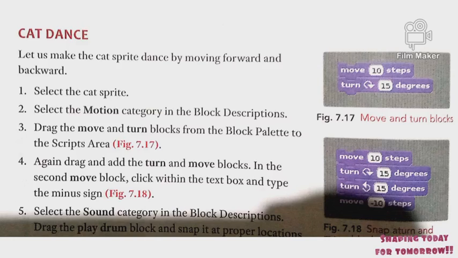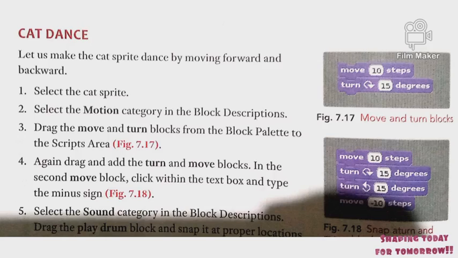Okay, so the first point is select the cat sprite. So the very first point is that you have to select the cat sprite. If you forget to select the cat sprite, nothing is going to happen. All these 7 steps will not happen. First of all, you have to select the cat sprite. Now point number 2, select the motion category in the block descriptions. So students, in the block description there is an option available, that is the motion category. Then you have to select it.